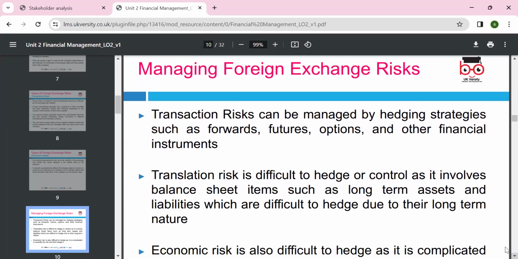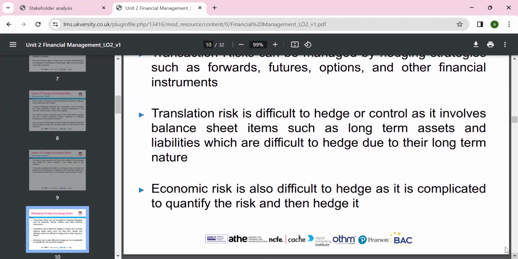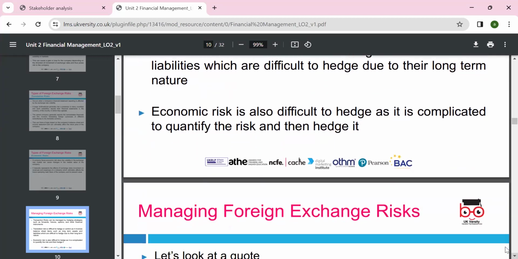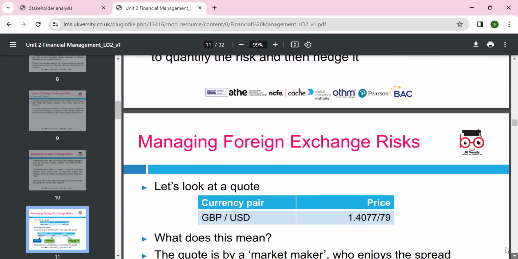So on managing, we can look at transactional risk. It can be managed by hedging strategies such as forwards, futures or options, which we can use as instruments. Translational risk is difficult to hedge. The control involves balance sheet items such as long-term assets and liabilities, which are difficult to hedge due to their long-term nature. Economic risk is also difficult to hedge, as it is complicated to quantify the risk in order to hedge.